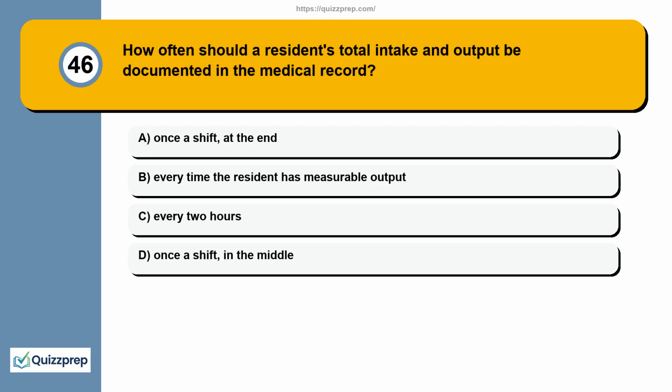Question 46. How often should a resident's total intake and output be documented in the medical record? Once a shift, at the end. Every time the resident has measurable output. Every 2 hours. Once a shift, in the middle.